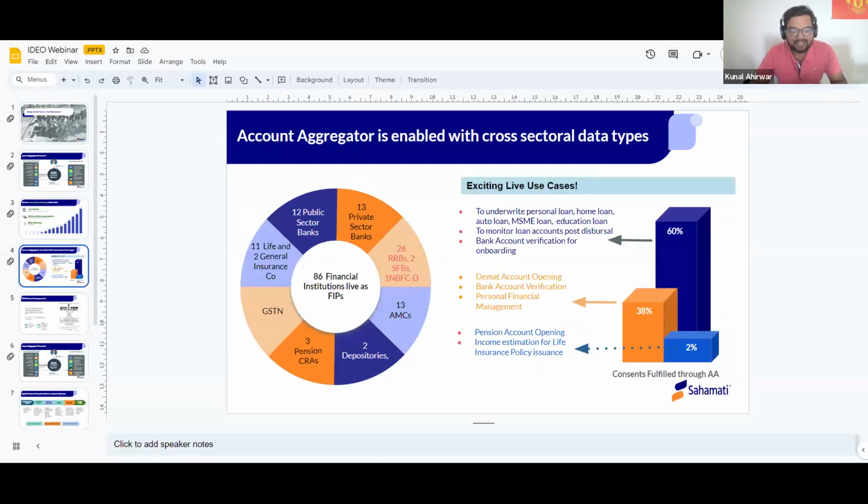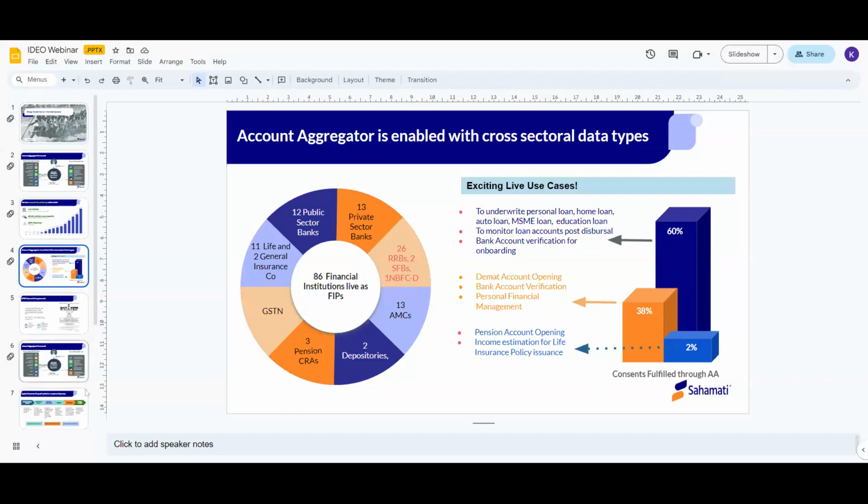We have about 86 FIPs live in the ecosystem, including public sector banks, private sector banks, RRBs, small finance banks, and AMCs who are live through their RTAs. We have depositories who are live, both CDSL and NSDL. We have pension CRAs live with us, as well as insurance companies.